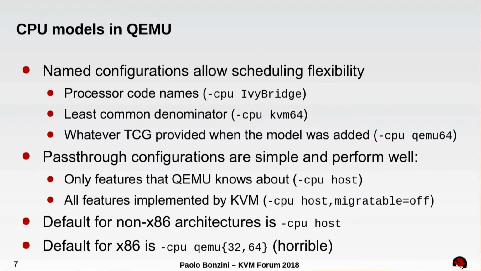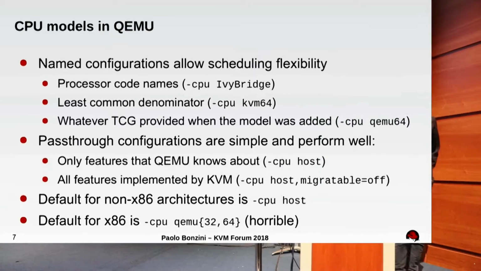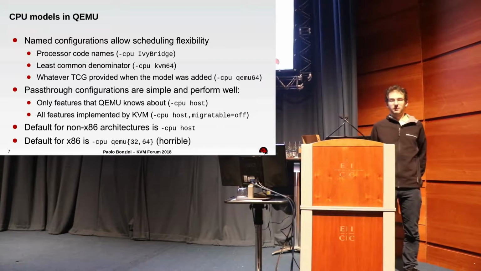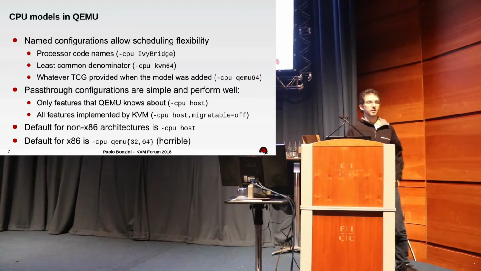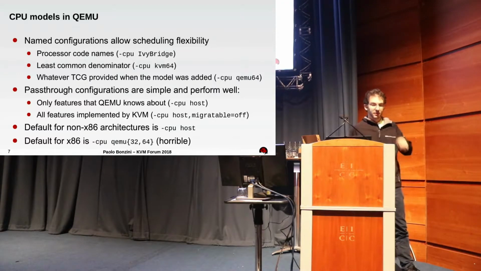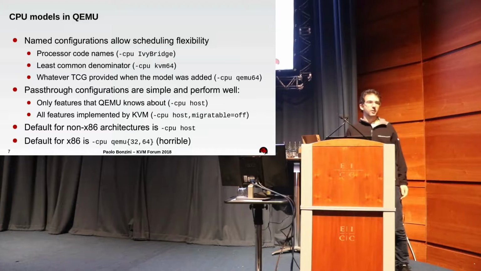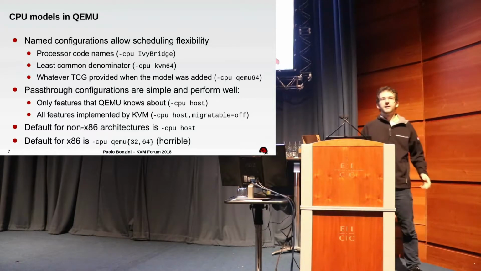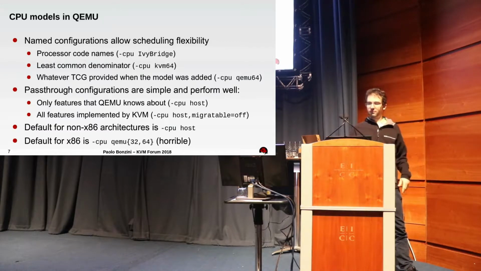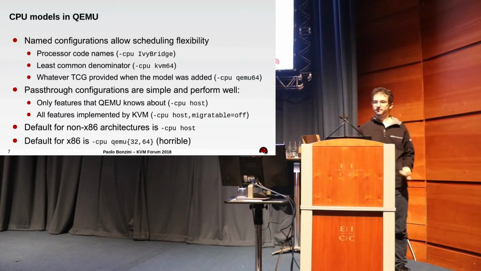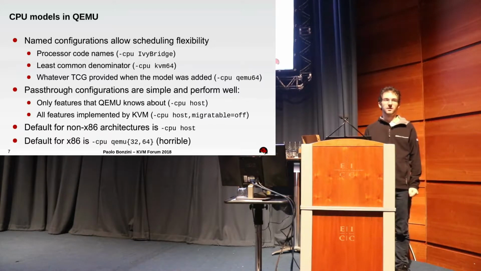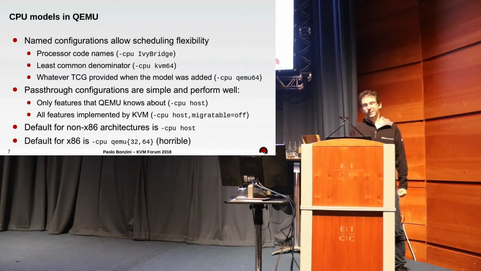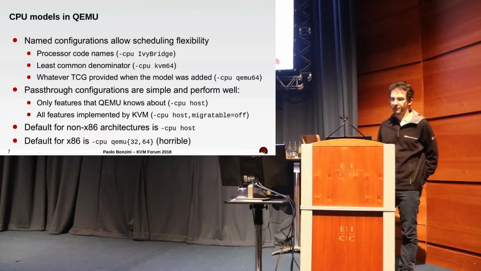These are MSR values, but they also are part of the CPU model. So CPU models in QEMU come in two different flavors. Either named configurations, which are designed to allow the most flexibility in scheduling your VMs on your hosts. They could be named after processor code names, like -cpu IvyBridge, for example. They can also be the least common denominator. For example, -cpu kvm64 is basically the oldest CPU that could run a 64-bit KVM hypervisor. So if you are running KVM, you must have those features, because otherwise you wouldn't be able to run a hypervisor in the first place.